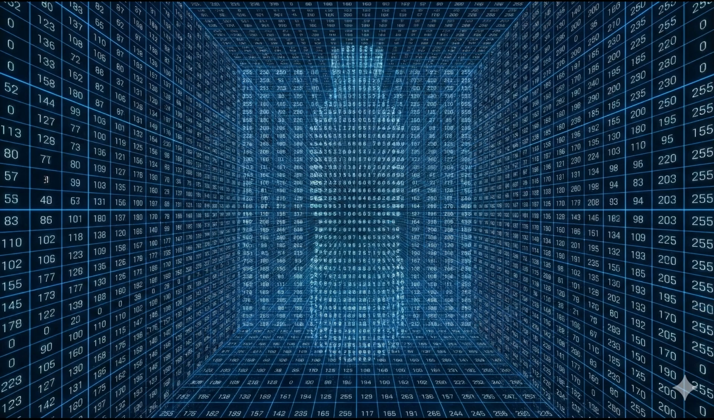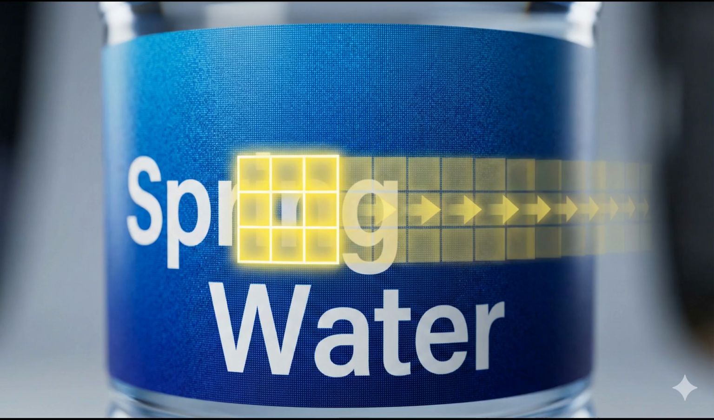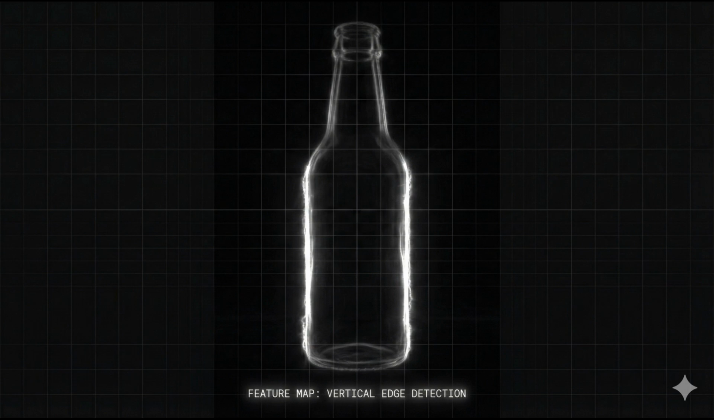So, how does it actually see? It uses a mathematical operation called a convolution. Imagine a tiny window, let's say a 3x3 grid. We call this a kernel or a filter. Now, imagine sliding that tiny window across the large image, moving it 1 pixel at a time, from the top left to the bottom right. At every single stop, the filter asks a question. It multiplies its own values by the pixel values underneath it, and sums them up. If the pattern in the filter matches the pattern in the pixels, like a vertical edge where the bottle meets the white background, the result is a high number. The neuron fires.